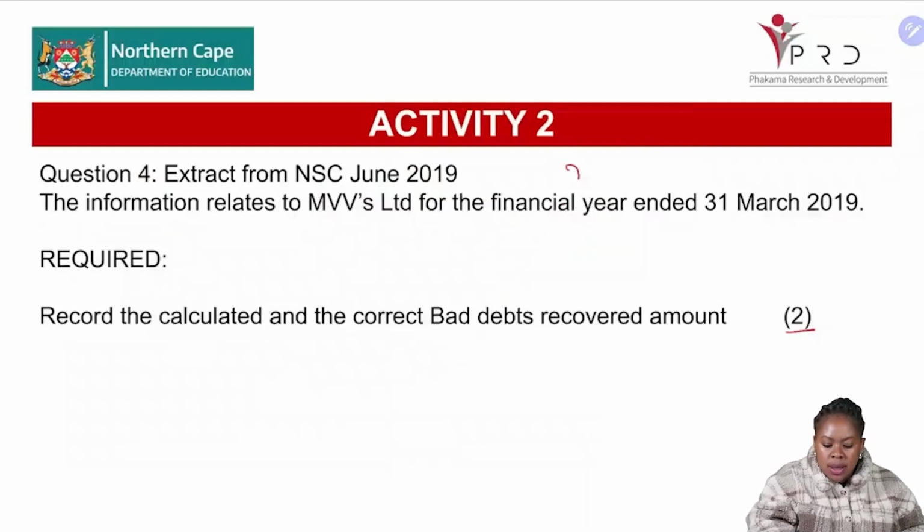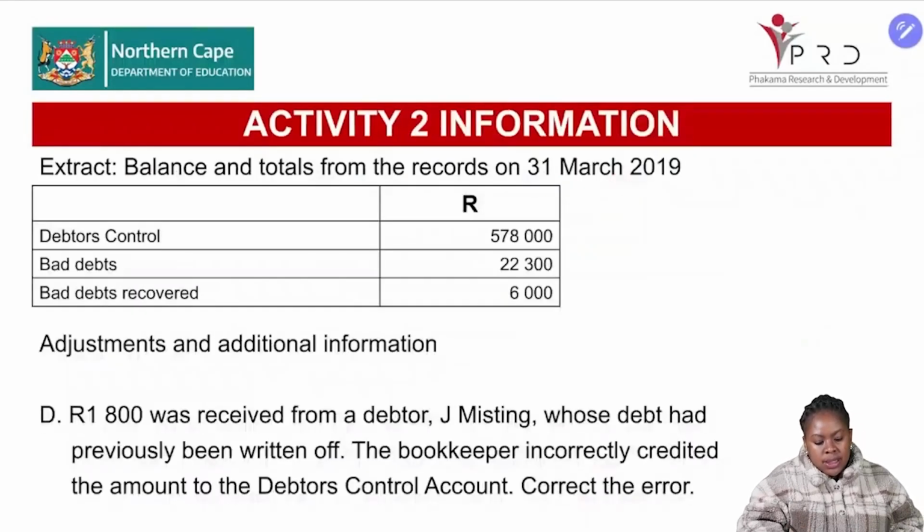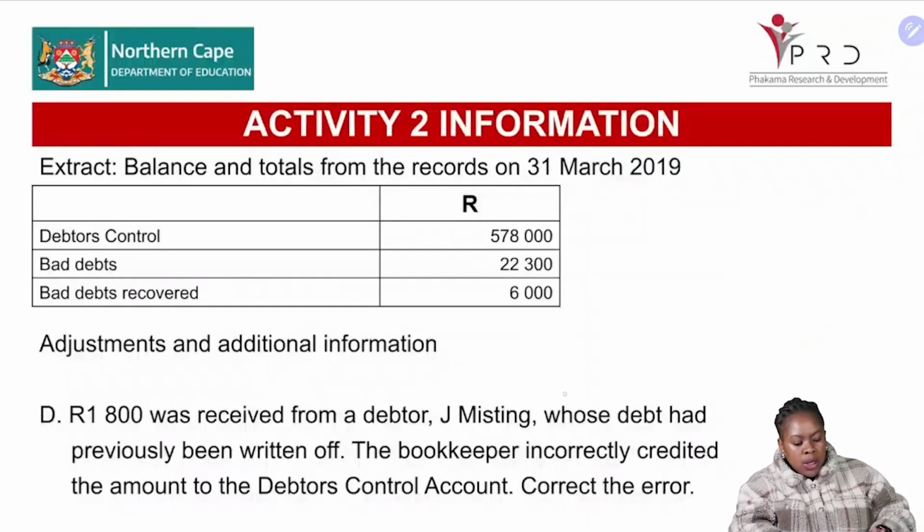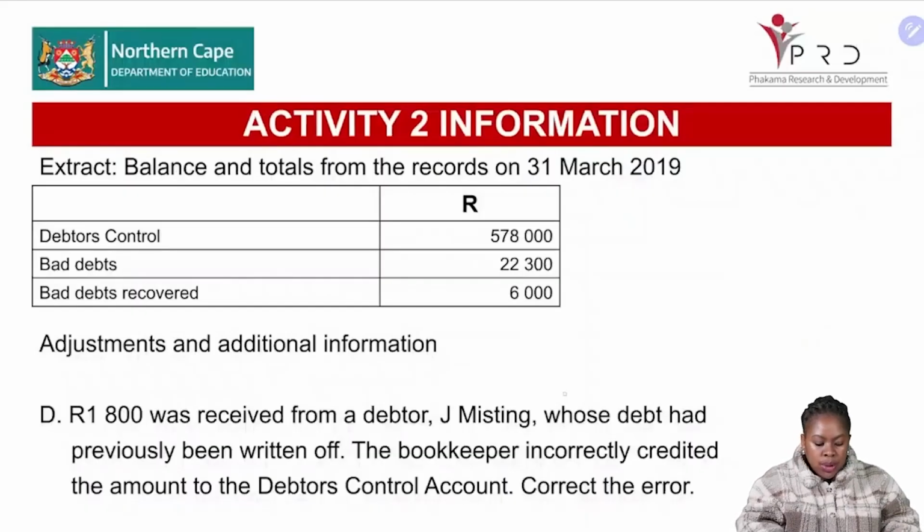Okay, so let's quickly do an activity. 2 minutes to quickly complete this activity. Here's the information provided. So you are going to calculate the correct bad debts recovered amount. Okay, 2 minutes.